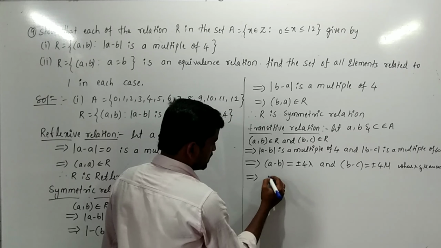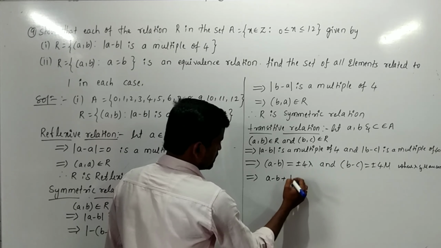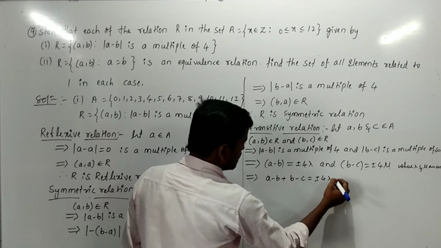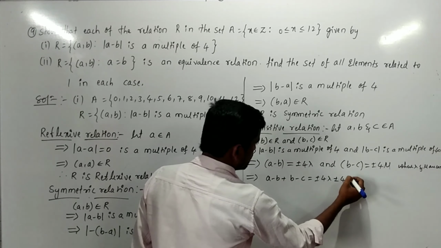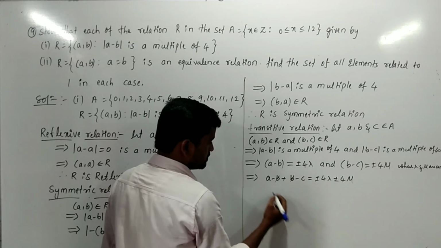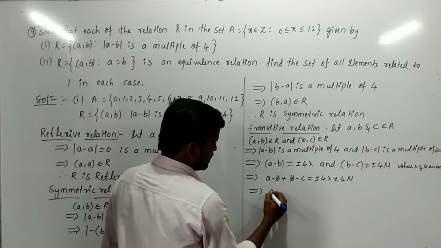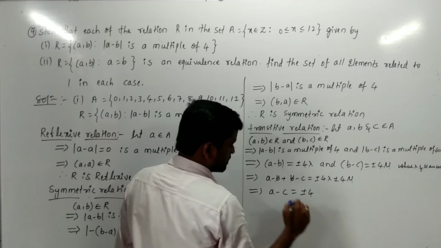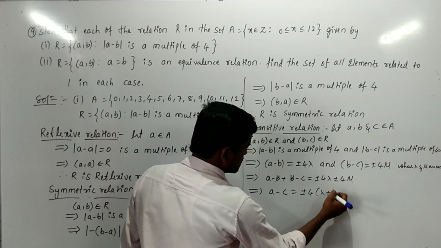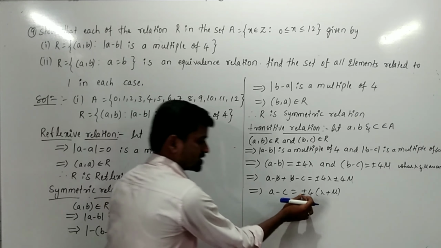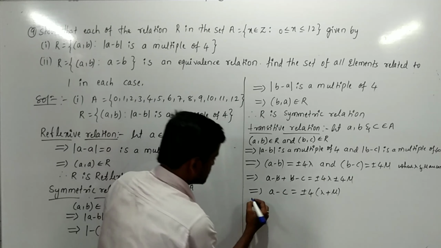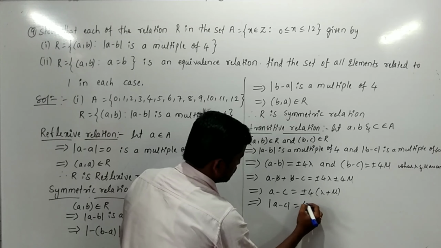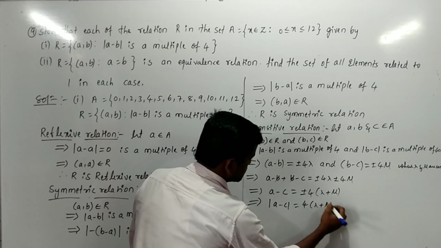Adding these two, a minus b plus b minus c is equal to plus or minus 4 lambda plus or minus 4 mu. Here minus b plus b get cancelled. A minus c is equal to plus or minus 4, plus or minus is common, lambda plus mu. When this plus or minus take to LHS, we get modulus a minus c is equal to 4 times lambda plus mu.